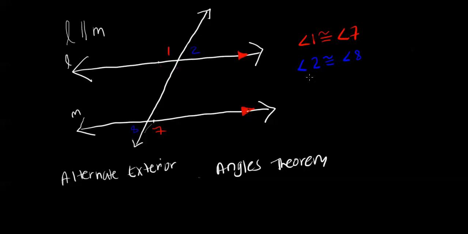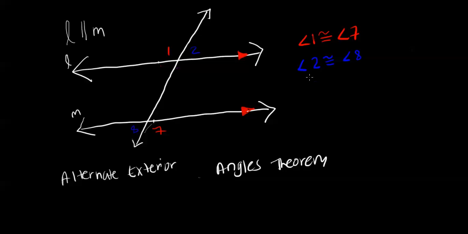The final theorem we're going to look at for this section is called the alternate exterior angles theorem. If a transversal intersects two parallel lines, then alternate exterior angles are congruent. So let's look at our diagram here. We have line L parallel to line M, and a transversal intersecting the two lines again. Because the title of the theorem is alternate exterior, we're going to look at the exterior angles, which are 1, 2, 8, and 7.